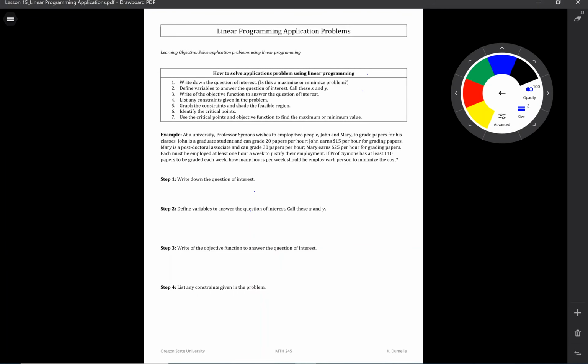Hello everybody, this is lesson 15. This is kind of related to lesson 14. In fact, it's very related to lesson 14. Basically, we are going to take everything that we learned with lesson 14 and apply them to word problems.